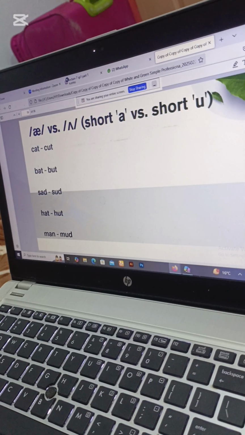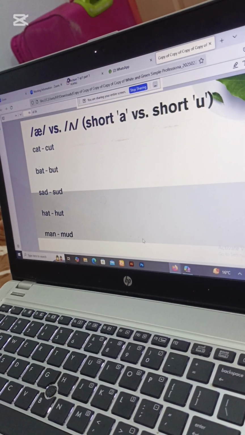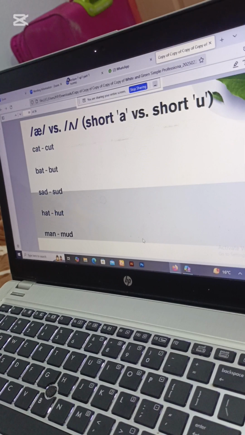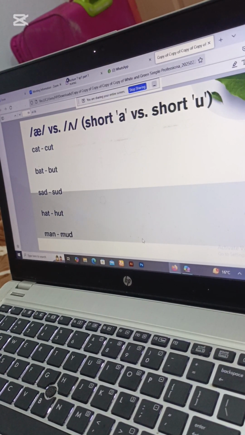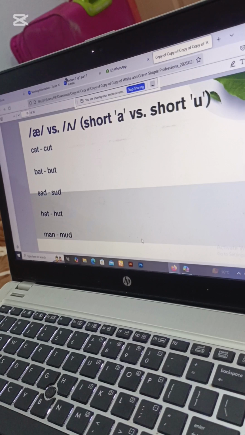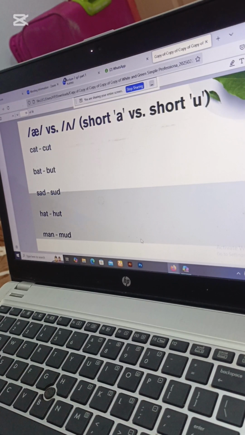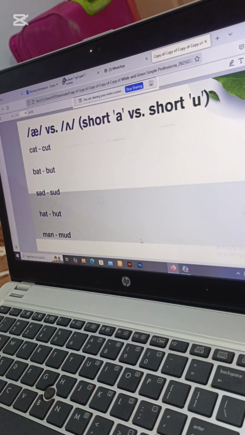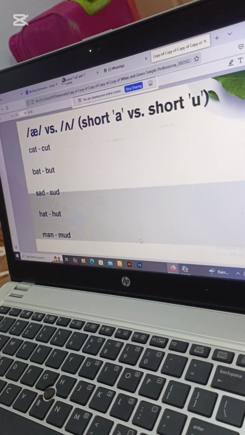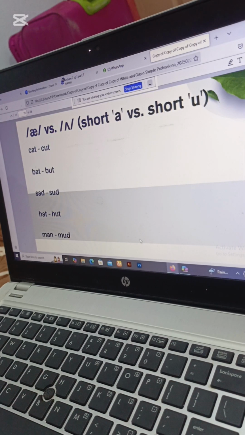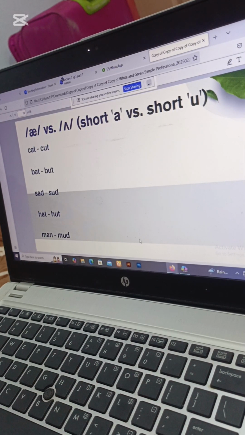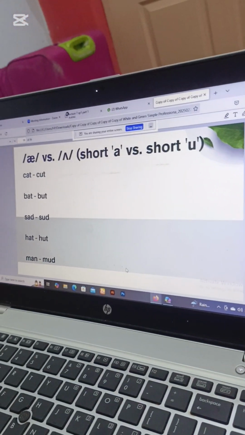Today I've included a few categories of words. Maybe three categories of sounds, and there are a lot more, but let's start with this one. I would like you to pronounce the words you see on the screen. How do you pronounce cat and cut? Cat and cut. Good. What about the next one? This is bad and but. But. What about the next one?